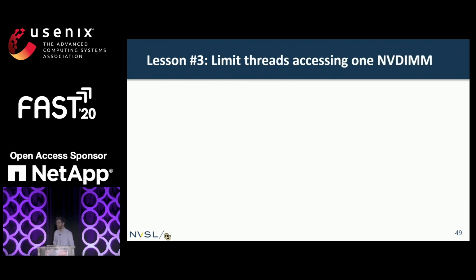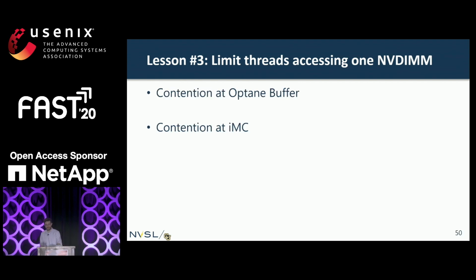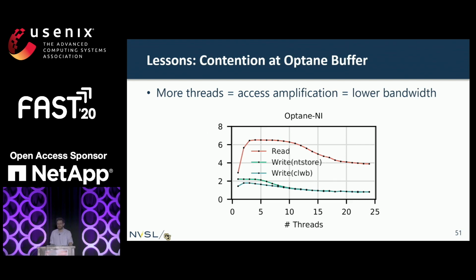The next lesson is a lesson about concurrency, which is to limit the number of threads accessing a single non-volatile DIMM. This really is due to contention at 2 places. We see contention both at the Optane buffer, that is the buffer that resides on the device used for merging adjacent accesses, and contention at the integrated memory controller, the on-socket memory controller. Contention at the Optane buffer has to do with, again, introducing randomness into what would otherwise be a set of sequential accesses.